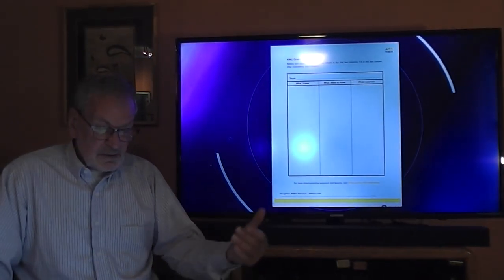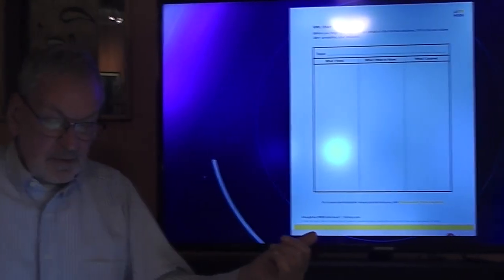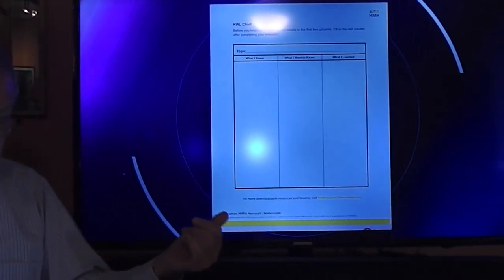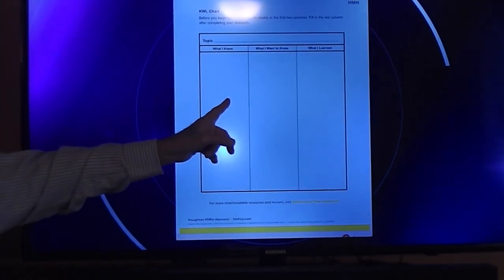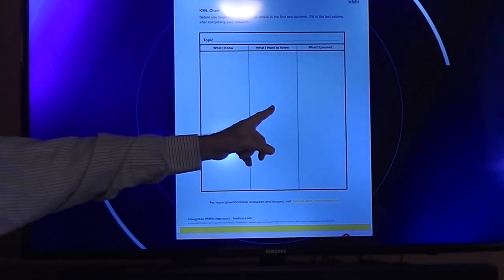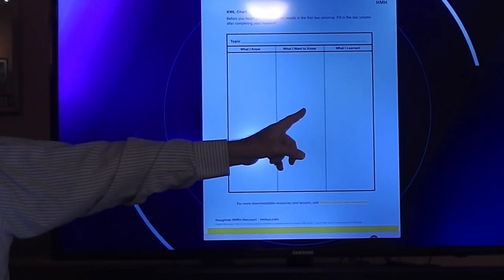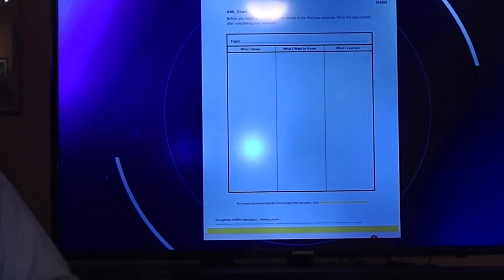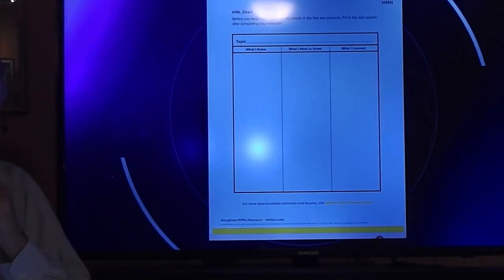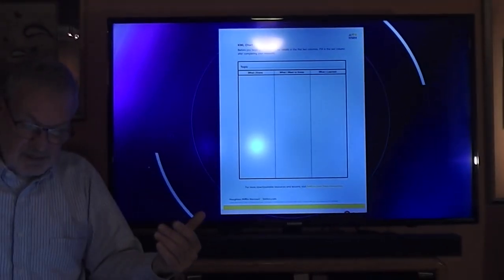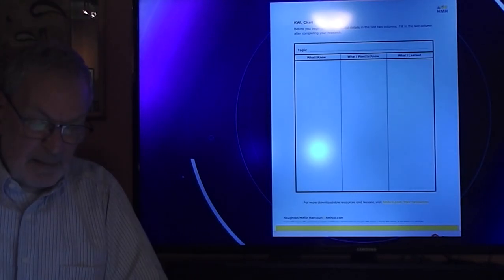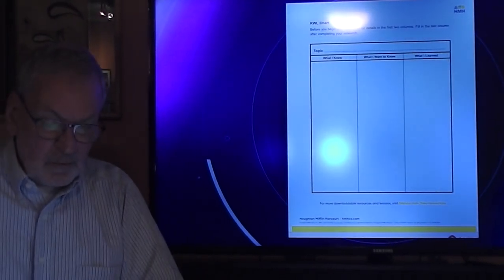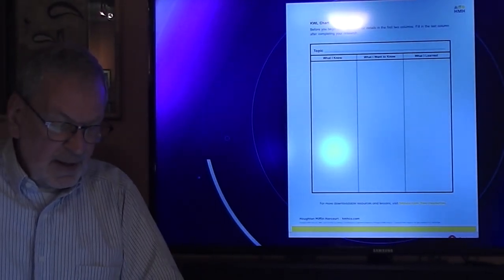This particular tool is called a KWL chart. What I already know about the topic, what I wanted to know about the topic, and what I learned about the topic. This type of activity builds metacognitive skills for your students because they're thinking out loud about what they know, what they don't know, and what they've learned.